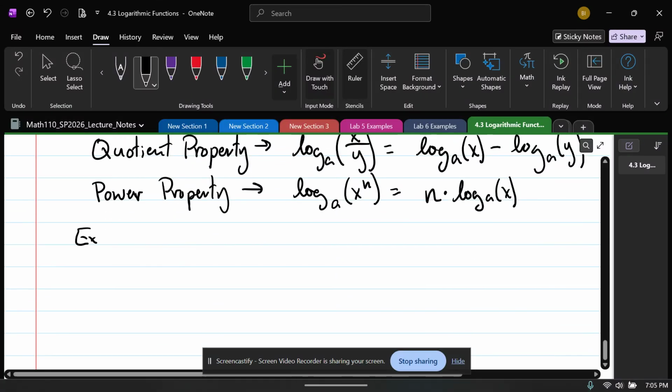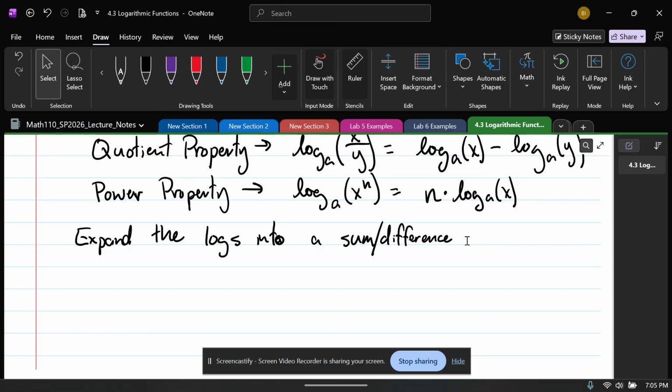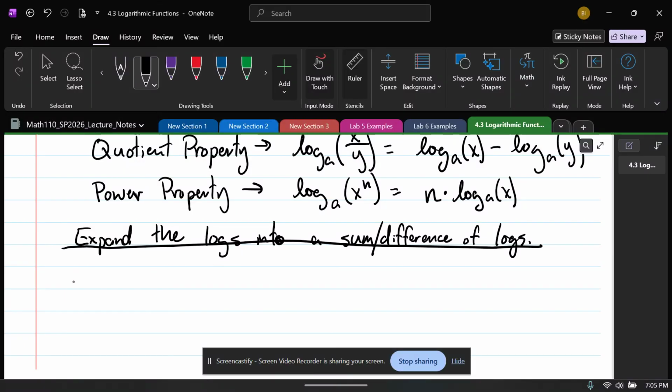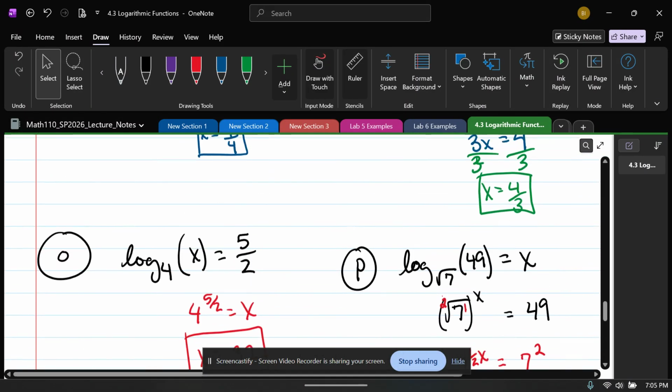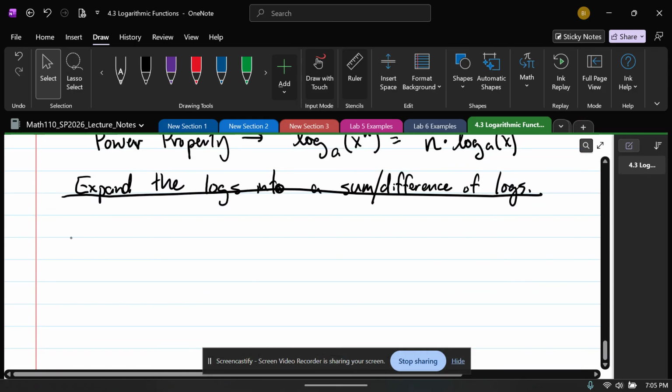So let's expand the log. I'm just going to abbreviate logs into a sum / difference of logs. Know what letter we're on? Will be Q. All right.